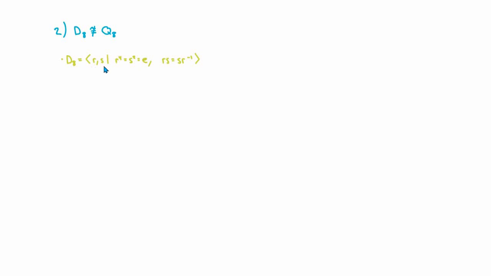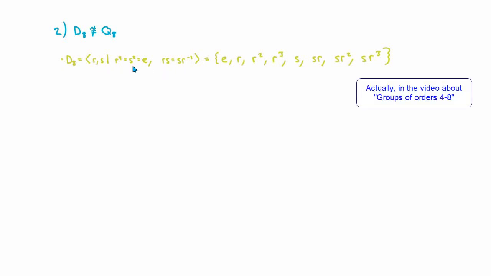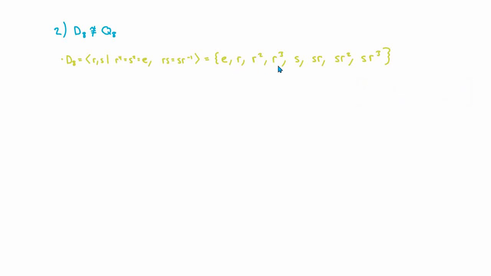generated by R and S subject to the relations that R to the fourth and S squared are the identity, and RS is SR inverse. We mentioned before in our video about dihedral groups that given these generators, the elements of the group are the identity, R, R squared, R cubed, and S, SR, SR squared, and SR cubed.